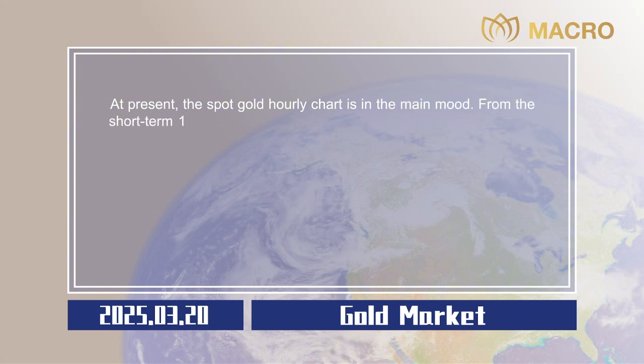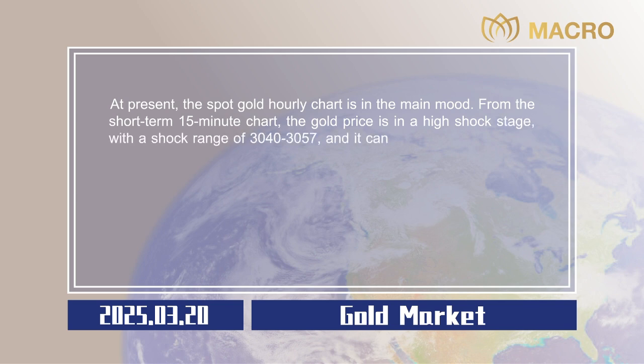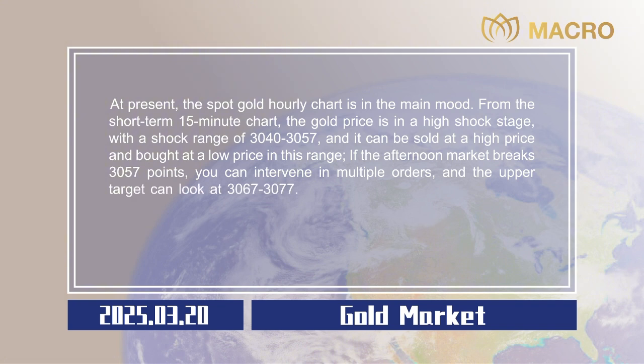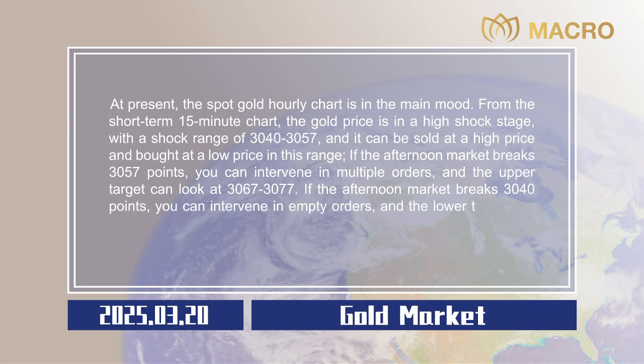From a short-term 15-minute chart, the gold price is in a high shock stage, with a shock range of 3040 to 3057, and it can be sold at a high price and bought at a low price in this range. If the afternoon market breaks 3,057 points, you can intervene in multiple orders, and the upper target can look at 3067 to 3077. If the afternoon market breaks 3,040 points, you can intervene in empty orders, and the lower target can look at 3030 to 3020. Stop losses are all $5.